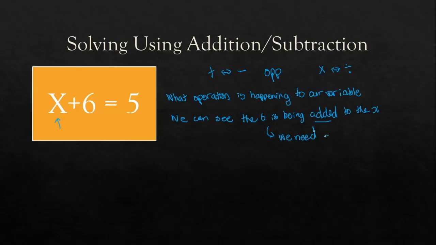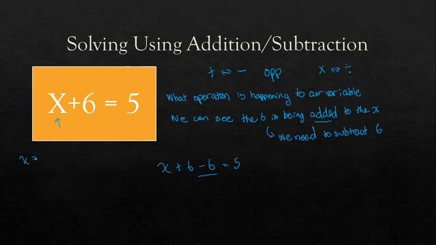Because it's being added to the x, we need to do the opposite. The opposite of addition is subtraction, so we need to subtract 6 to get rid of it. So what does this look like? We're going to do it the long way first. We have x plus 6 minus 6. A plus 6 minus 6 will become a 0, which is the whole point. We want to get that 6 away from the x.